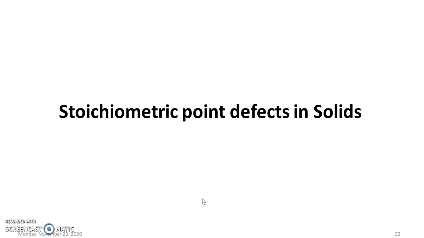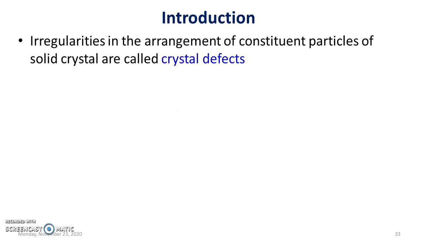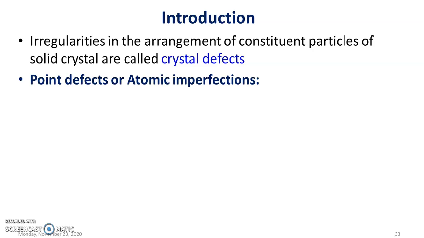In this video, we are going to discuss the stoichiometric point defects in solids. Irregularities in the arrangement of constituent particles of solid crystal are called crystal defects. What is the meaning of crystal defect? Crystal defect means irregularities in the arrangement of constituent particles like ions, molecules, or atoms in the solid crystal. It is called a crystal defect.